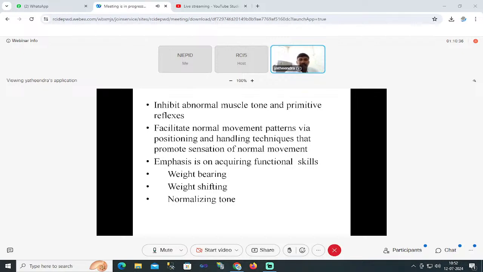And the third one is emphasizing on acquiring functional skills. That is weight bearing, weight shifting, normalizing tone. So these are the important points: weight bearing, weight shifting. This has to be attained. For example, if you take walking, what is the important aspect? You need to shift the weight from one leg to the other leg. We need to take the weight. So weight bearing, weight shifting, and normalizing tone. These are the three criteria of NDT techniques.